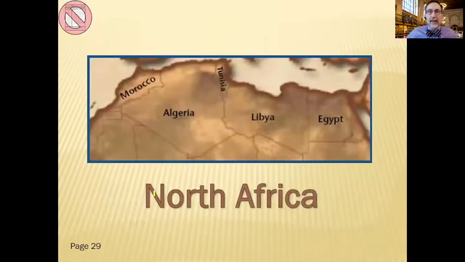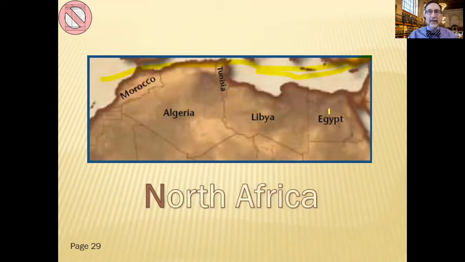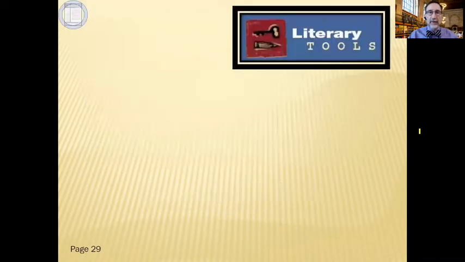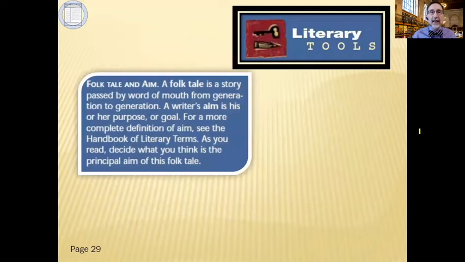Now this story comes to us from North Africa. This would be the Mediterranean Sea right in here. And that whole big Africa would be down below this here. So we're looking at, these are largely desert regions up here, and that's going to be important to us in this particular story. Our literary tools that we'll be looking at today are obviously the definition of folktale.